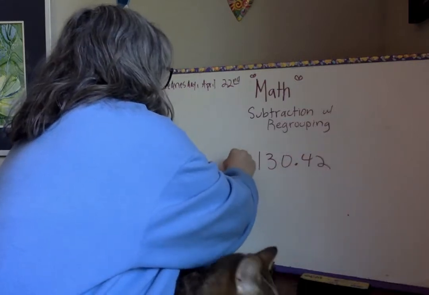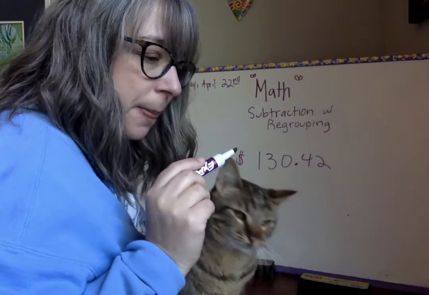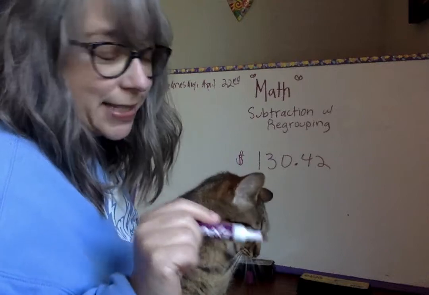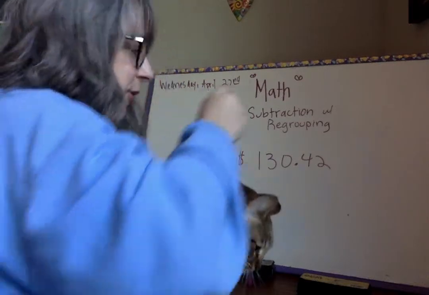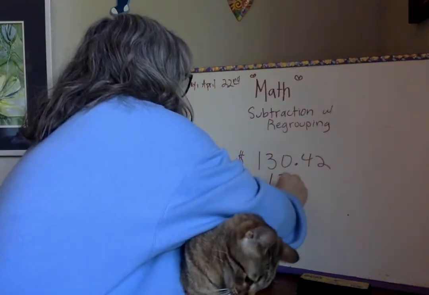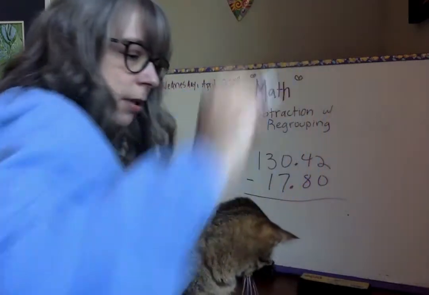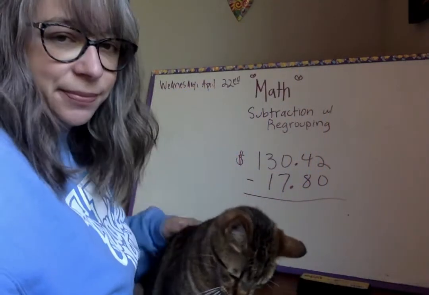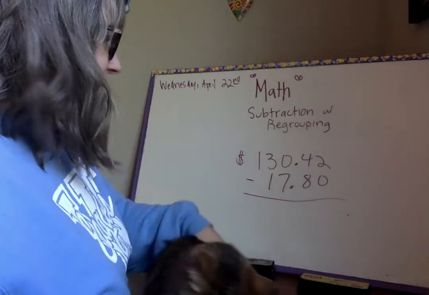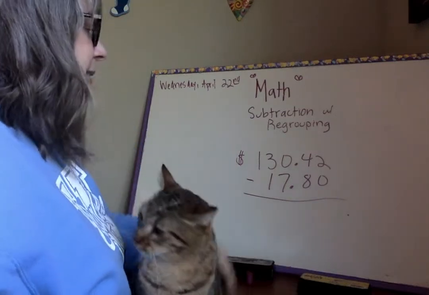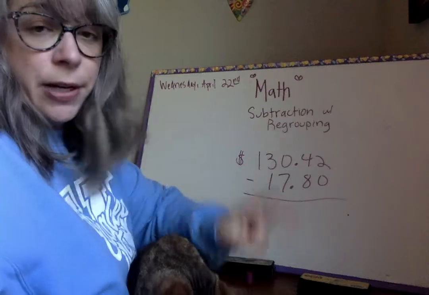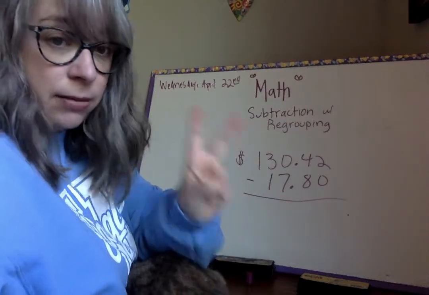$130.42 minus $17.80. That would be easy if we were adding. That would be easier. I think addition's easier than subtraction. All right, so 2 minus 0. Well, if we have 2 and we take away nothing, we're going to get 2.